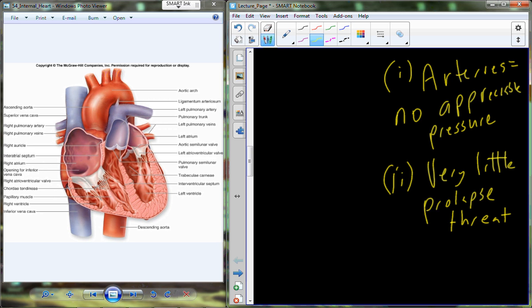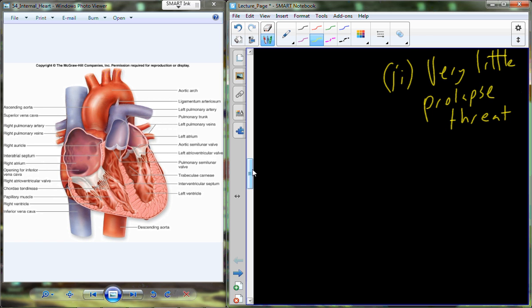So very little prolapse threat. And because of that, we don't find any chordae tendineae or papillary muscles. So really, we have no need to prevent the valve from prolapsing into the ventricle.